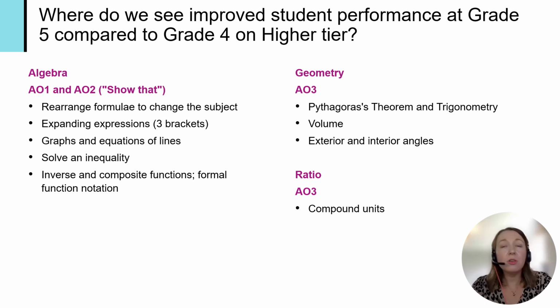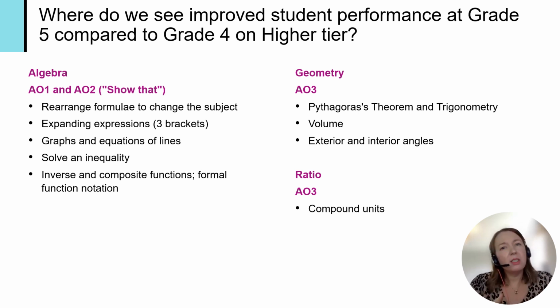So now we're going to take a look at where we see improved student performance at grade 5. What are those grade 5 students doing more successfully that their grade 4 counterparts aren't doing on the higher paper? It really comes down to these key areas of algebra and geometry, with a little side note there on compound units, which we'll see an example of on the next slide.